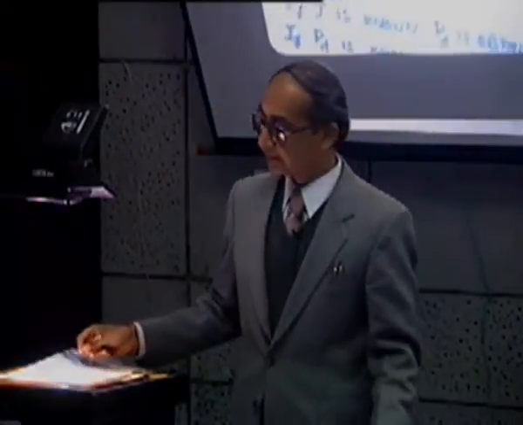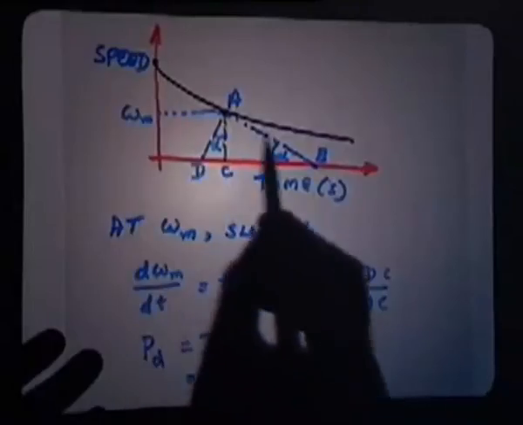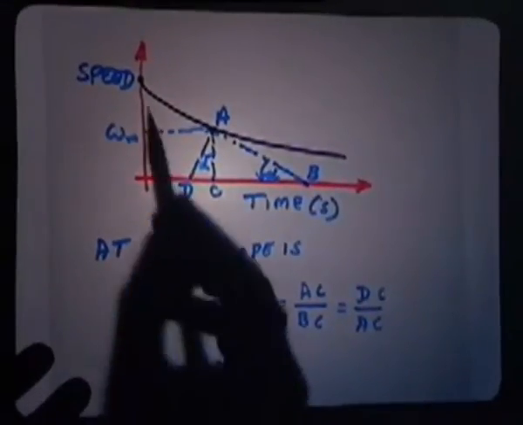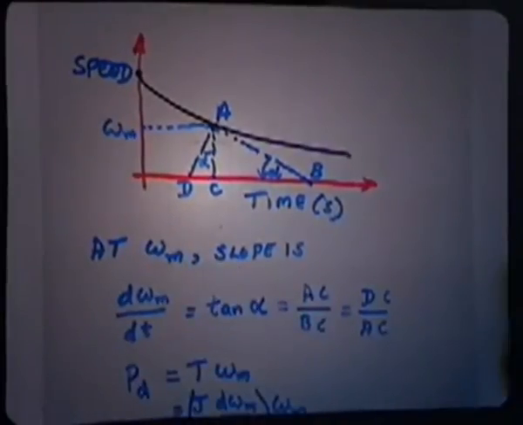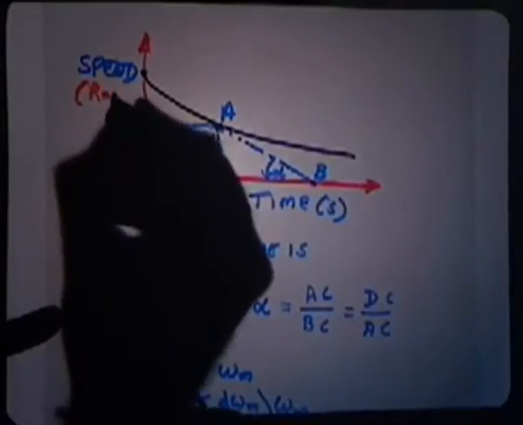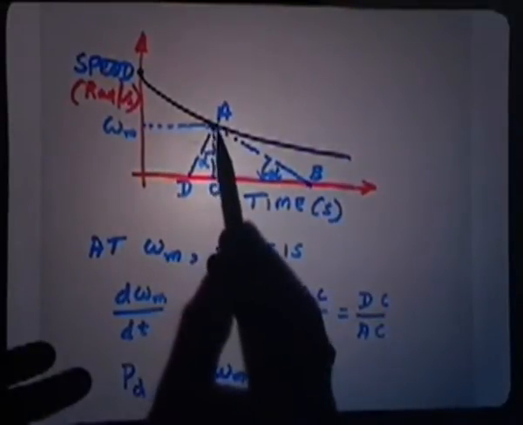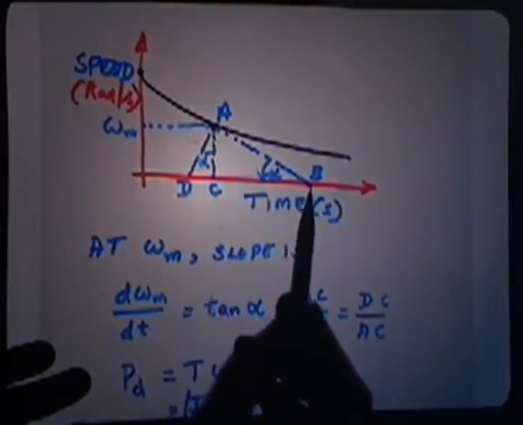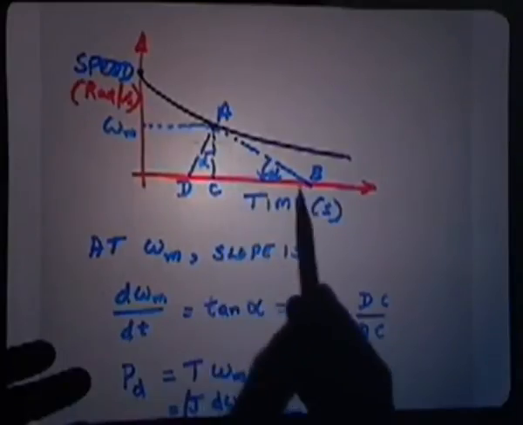Graphically we have shown here how the speed is dropping. The speed is dropping with time, speed omega m in radians per second, and time in seconds. Now, for any given speed omega m, this is the point A. Now, the slope of that will be here. The slope is tan alpha. Tan alpha will be AC by BC.